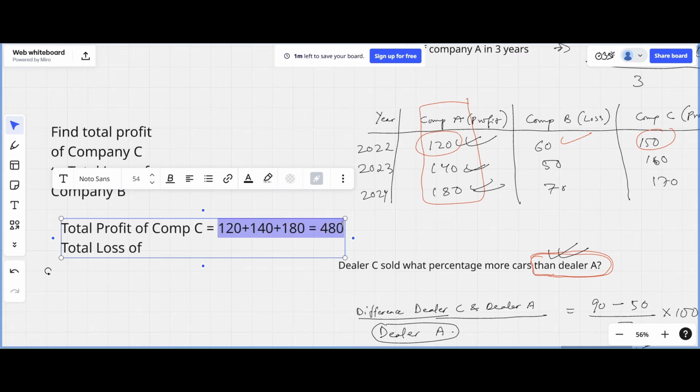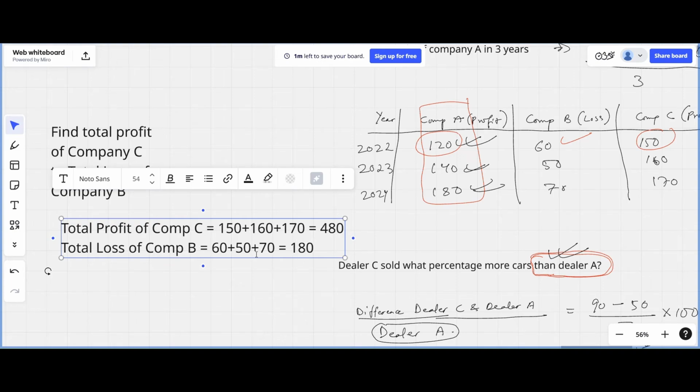Let's do company C. How much is it? 150 plus 160 plus 170. So how much is it? It is 480. What about the total loss of company B? You will add all of them: 60 plus 50 plus 70. So that is 180.